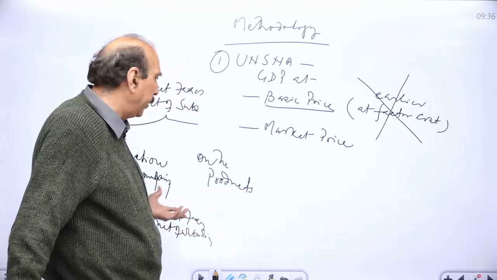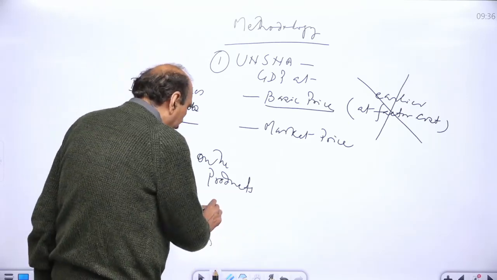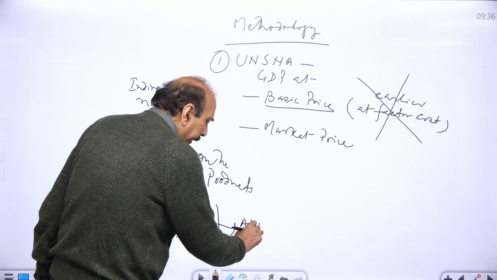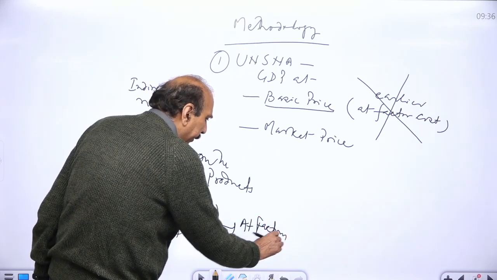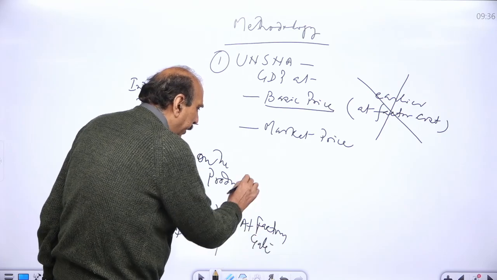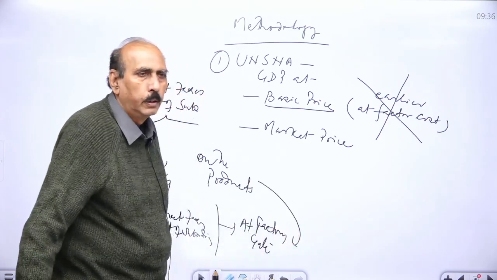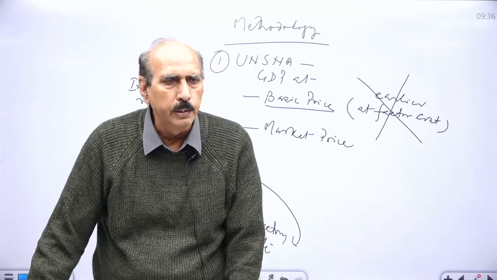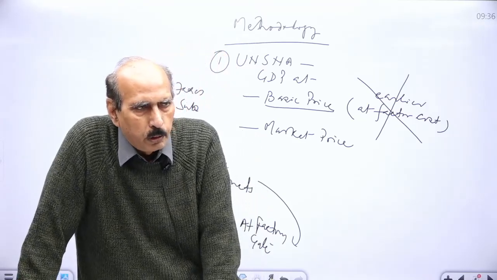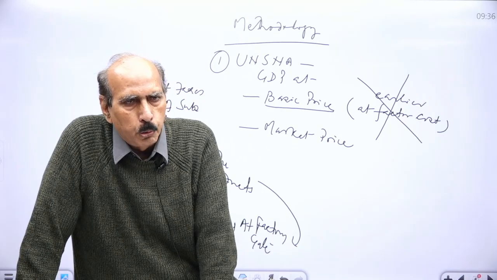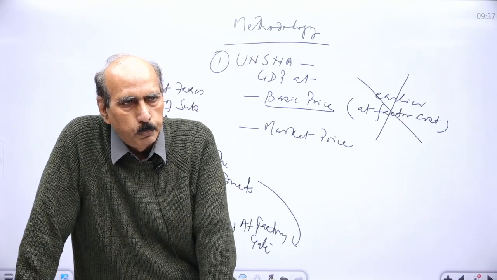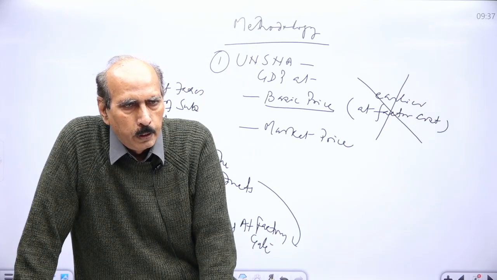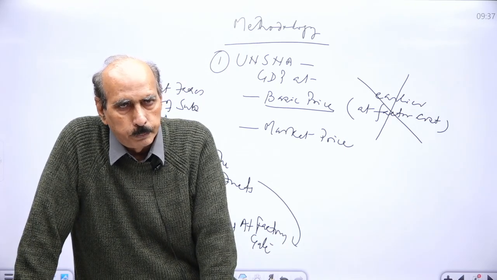Once the production is done, now it comes out of the factory gate. Now at factory gate, when it comes, it becomes product. And the moment it comes out from the factory gate, excise duty or GST is imposed, as per the government order. And that has become the market price.